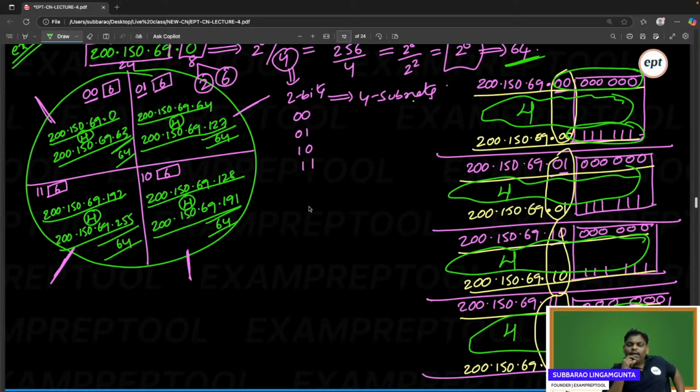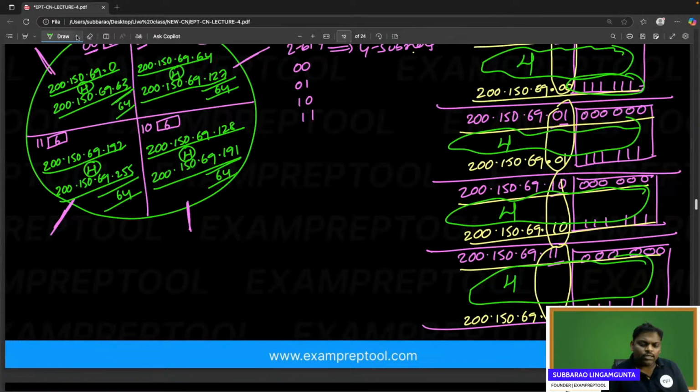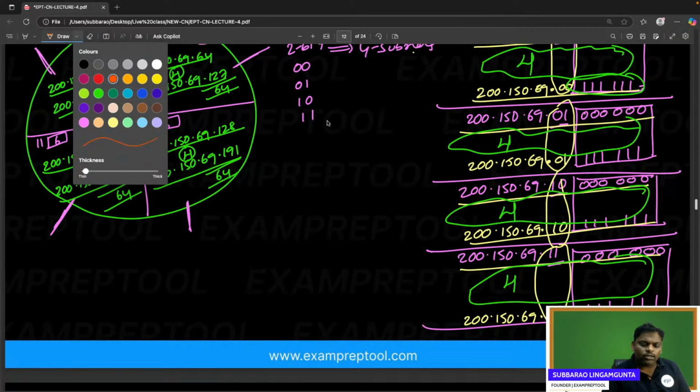I want to divide the given network into 4 subnets. Yes, I divided. Every one contains 64 people. 0 to 63, one group. 64 to 127, another group. 128 to 191, another group. 192 to 255, another group. Fine. Now everyone listen, one more small thing there, concentrate on that also.